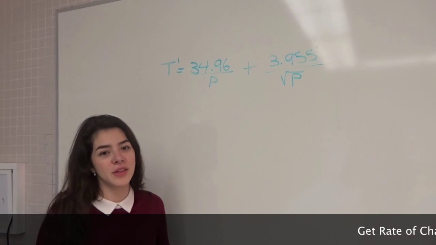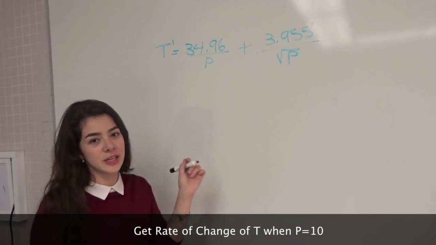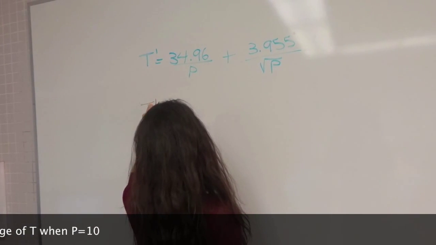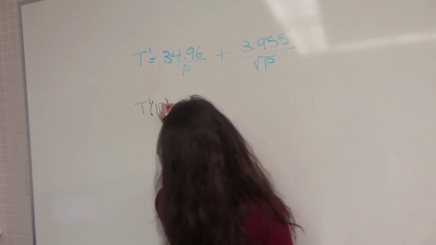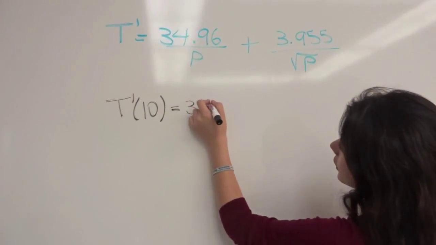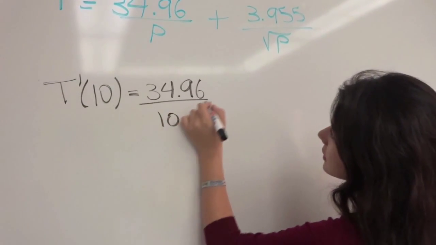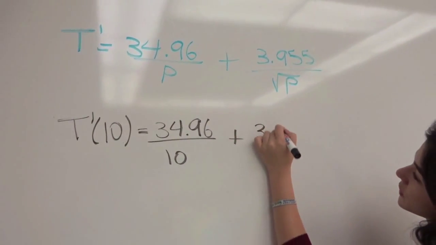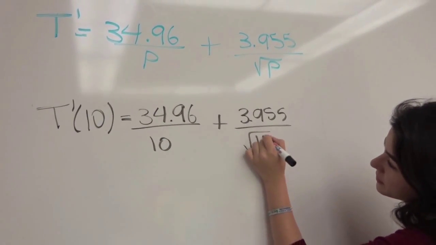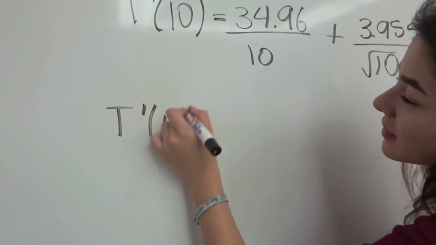Now that we found the derivative, to know the rate of change when the pressure is 10, we're going to plug in 10. So we have the derivative of temperature when pressure is 10, and we're going to write 34.96 over 10 plus 3.955 over the square root of 10. So this is the next step.